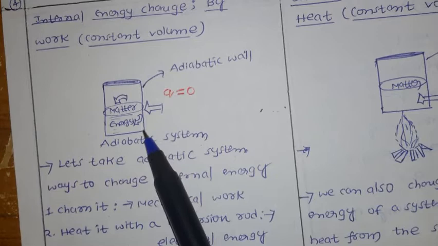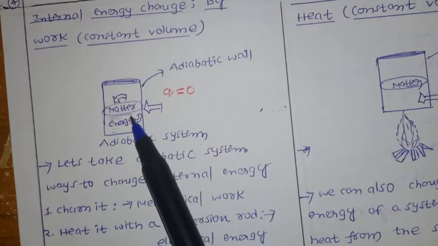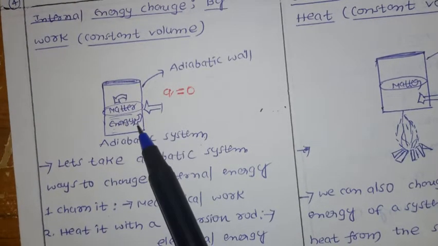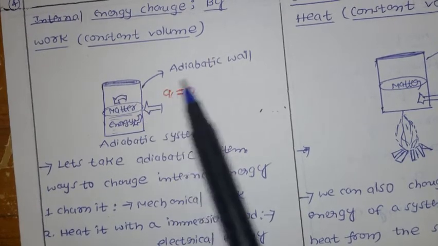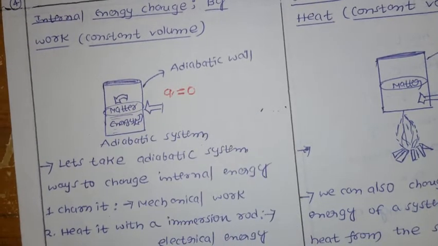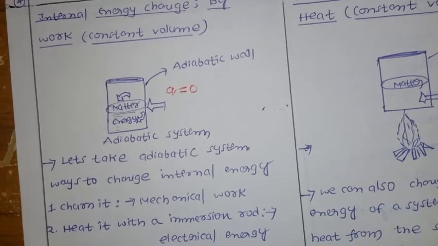It is about the boundary. Why? Because it separates the system and surrounding. So this is an imaginary boundary. This wall is called an adiabatic wall. Now we are taking the word adiabatic system. Now, ways to change the internal energy.